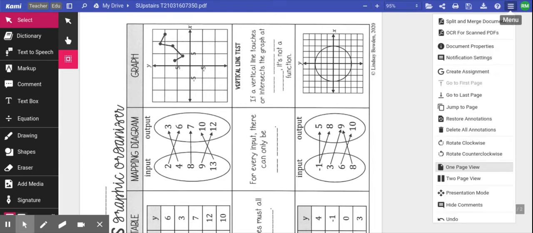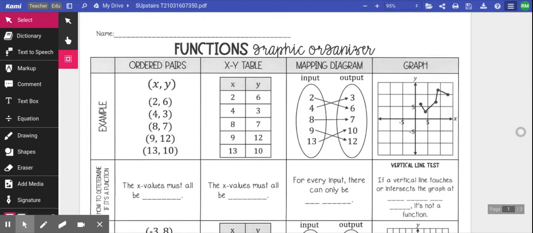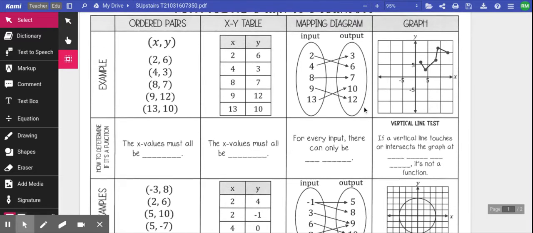Okay, so we're going to get started. We're going to determine if these are functions or not, and we're going to look at 4 different ways that we can write relationships. Okay, so we're going to look at ordered pairs, a table, a mapping diagram, and then a graph. So from all 4 different representations, we will be able to determine if something is a function or not. Looking at this paper, let me just kind of go through how you would read it.